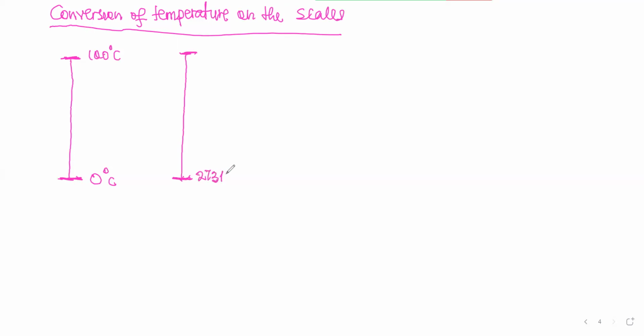(273) Kelvin, 373 Kelvin. I have a temperature TC or theta, degrees Celsius, on a Celsius scale, and I want to get its equivalence on a Kelvin scale, TK. How do I do it?